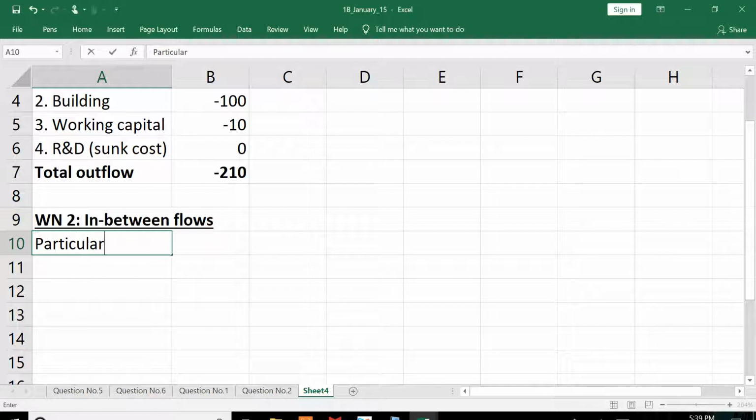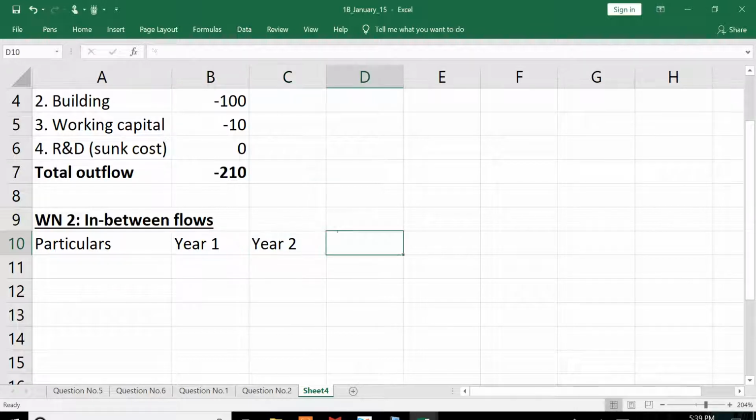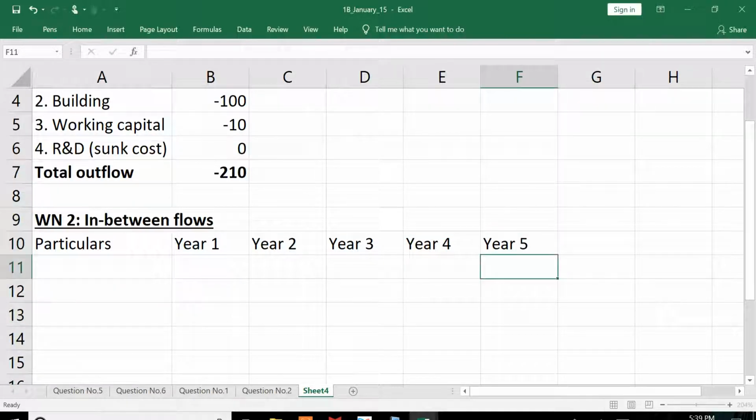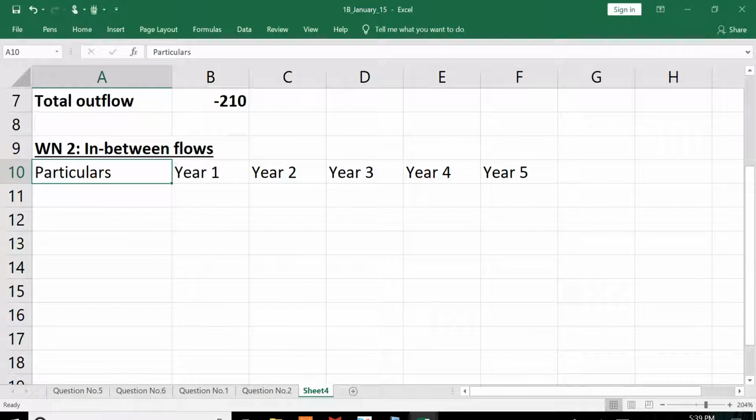Particulars, year 1, year 2, year 3, year 4, and have a year 5, you will need this technically, I will explain later. Particulars, year 1, year 2, year 3, year 4 and year 5. Why year 5 you will understand in some time. The project is only for 4 years. I am writing 5 years because of some reason. As we proceed, you will understand.